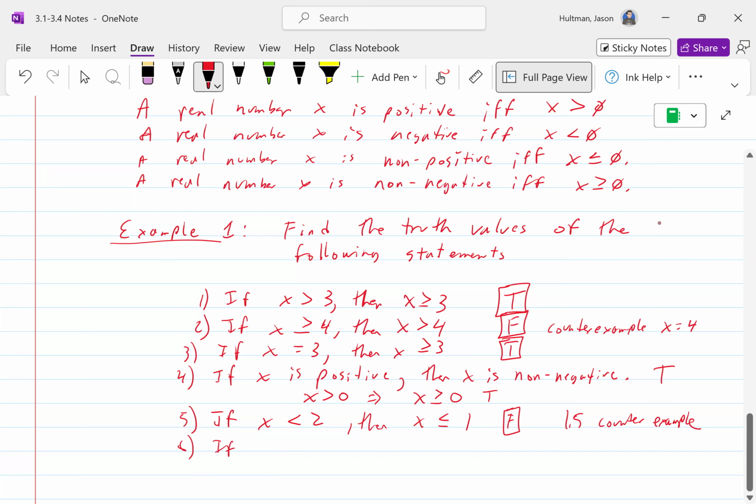Number 6: if x is greater than or equal to 3, then x is greater than 3. Is that true or false? I'm going to say that's false, and the counterexample is x equals 3.